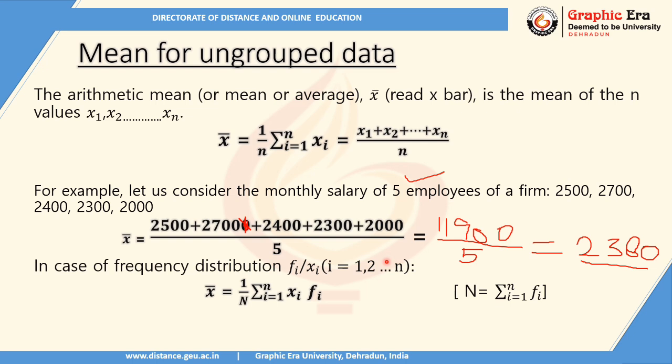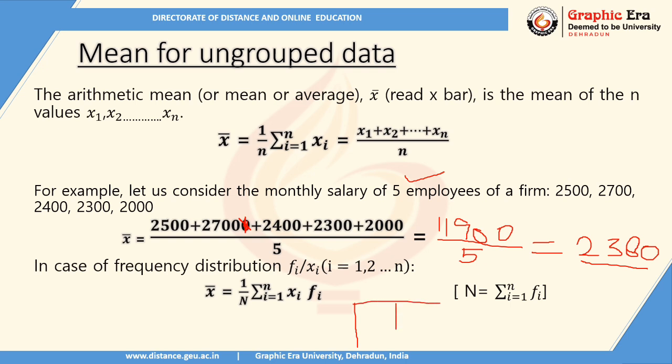In this manner, we can calculate the average of any kind of data, only in the case when the data is scattered, that is the ungrouped data. And when the frequency distribution is given, frequency meaning fi, then we can convert this formula as 1 upon n summation i equals 1 to n xi fi. So n, basically, represents the summation of frequencies, that is the sum of all the frequencies.